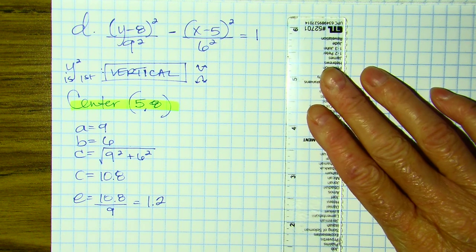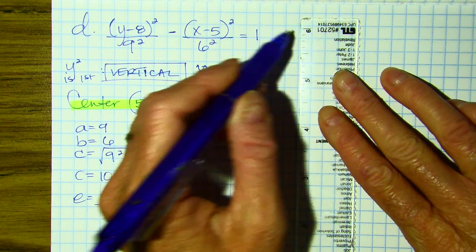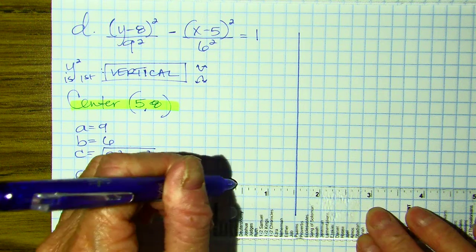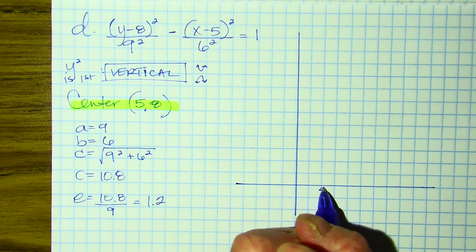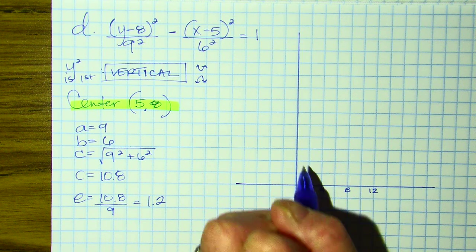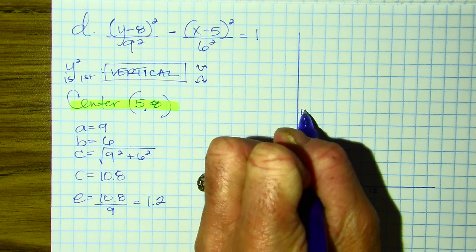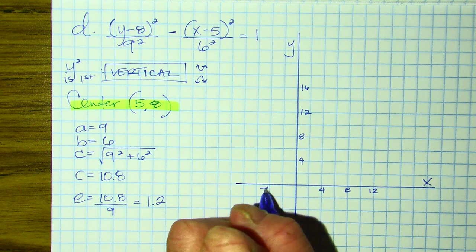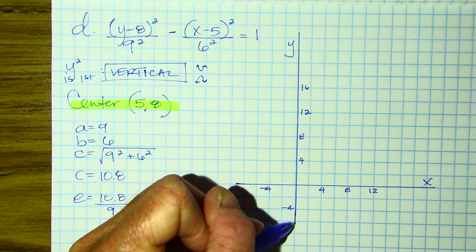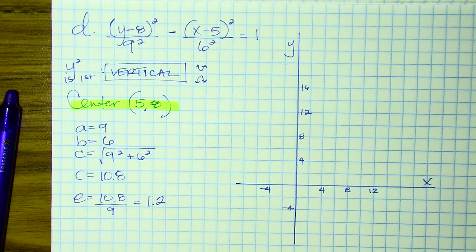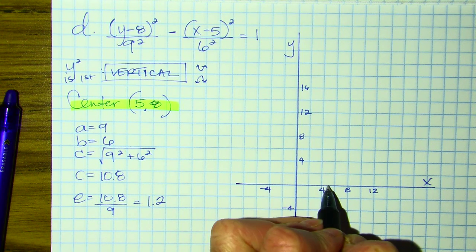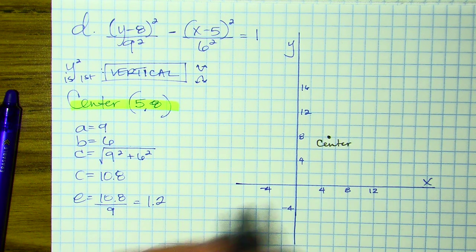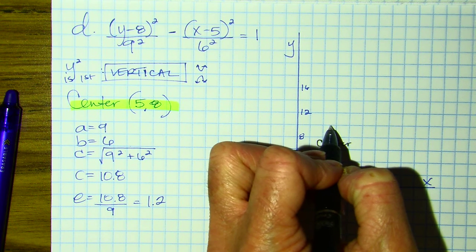So let's see here. I want to make sure I leave room for everything. And so 4, 8, 12, 4, 8, 12. This is y. Here's x. Negative 4, negative 4. Okay, so let's start with our center. Here's 2, 2, 4, so halfway was 5, 8. So there's my center.